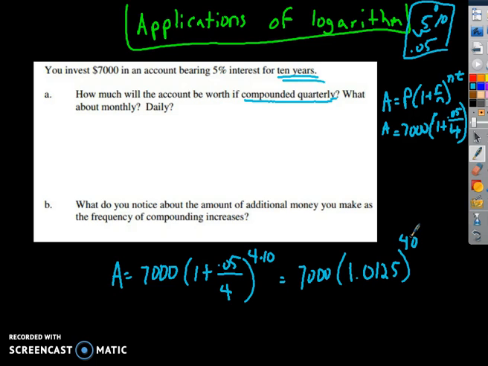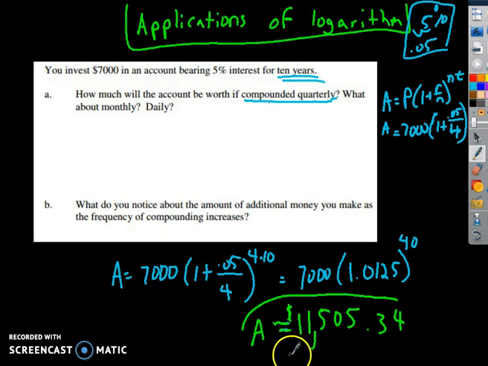So this is what it is. This is an expression you can plug directly into your calculator. When you plug it in, this is what you come up with. So it's $11,505 at about 34 cents. So this is about, because we estimated it. And that's what A, the final amount, equals. So in about 10 years, that $7,000 would have grown to about $11,500, roughly. So it's pretty decent if you can get that kind of return on an investment or at a bank.